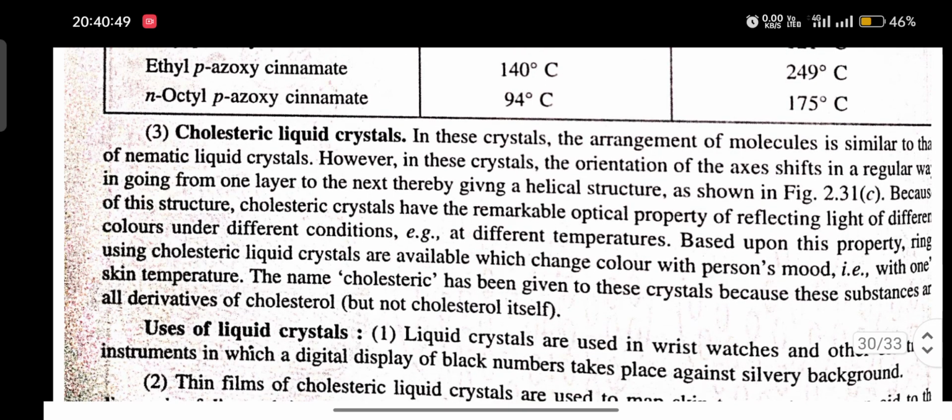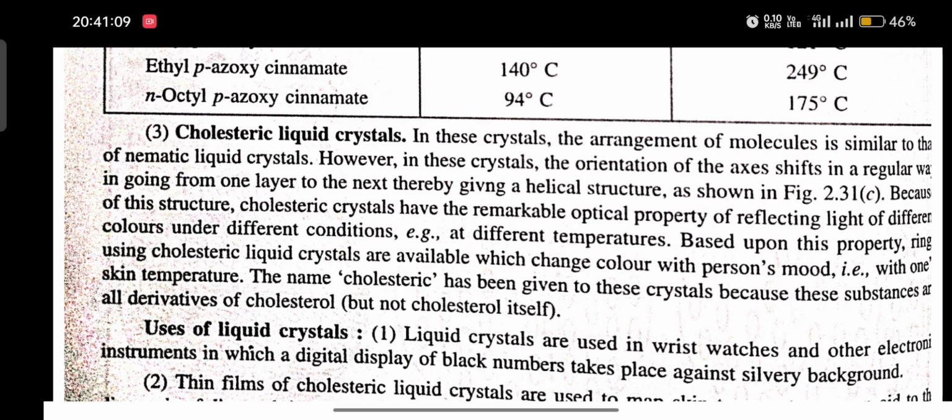Third, cholesteric liquid crystal. In this crystal, the arrangement of molecules is similar to that of molecules in nematic liquid crystal. However, in this crystal, the orientation of the axis shifts in a regular way in going from one layer to the next, thereby giving a helical structure.